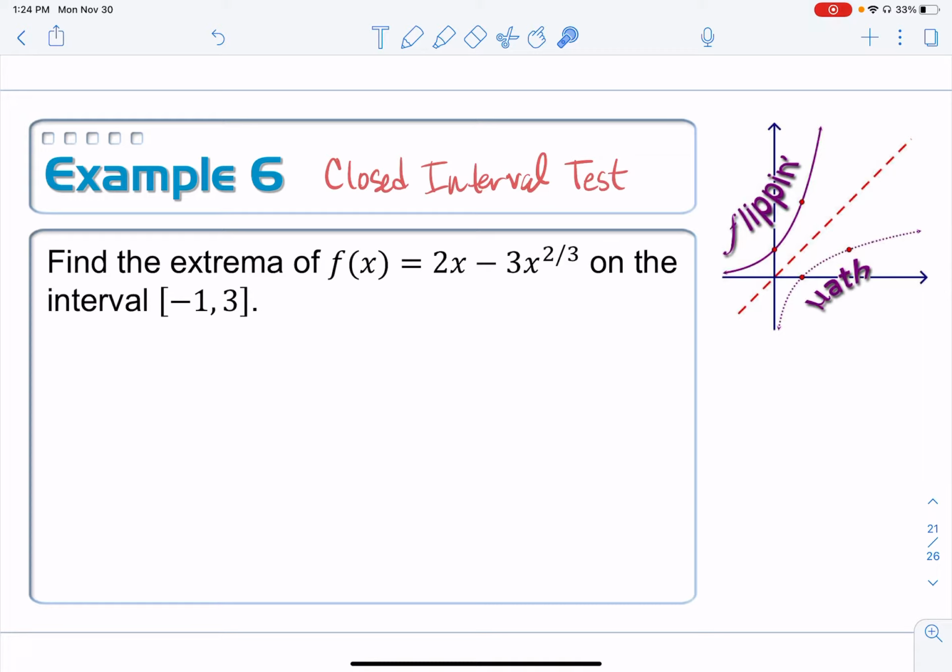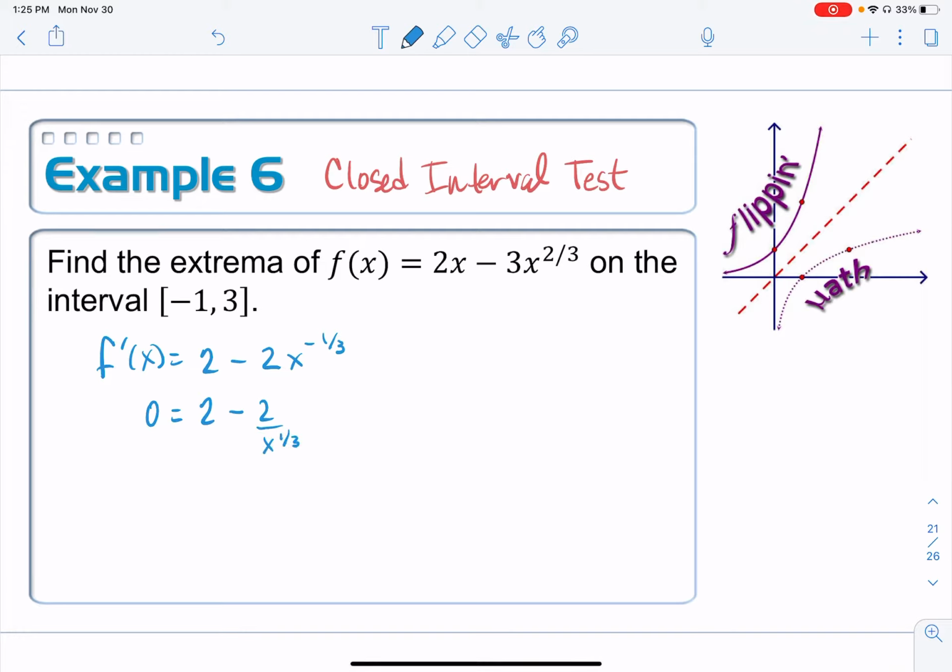We're good to go. All right, so I'm going to start this process by finding the derivative. F prime of x is equal to 2 minus, let's leapfrog that power down, the 3 times the 2/3, the 3's are going to cancel, and I get 2x to the -1/3 power. All right, let's set that equal to 0 so we can find our critical numbers. 2 minus 2x to the, I'm just going to bring that down to the bottom, x to the +1/3.